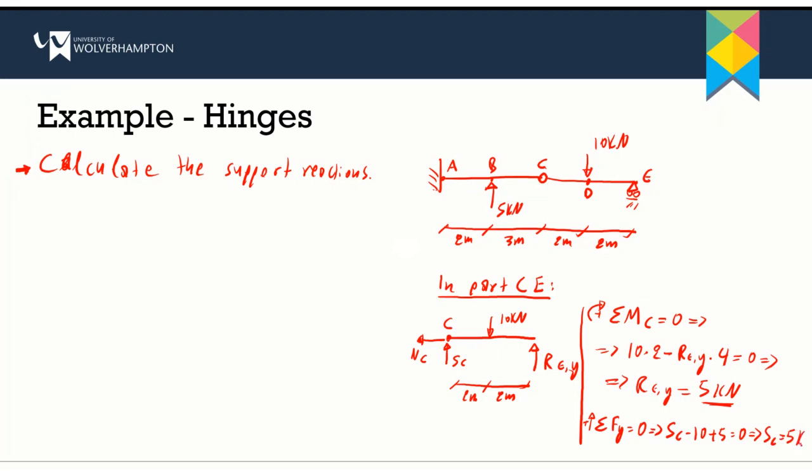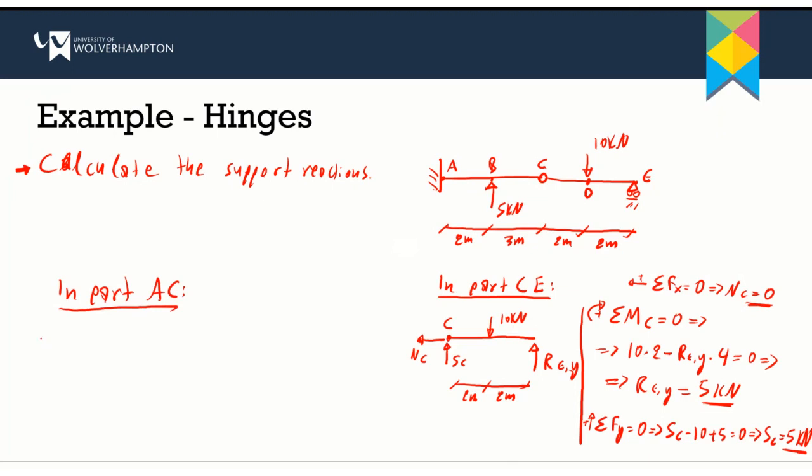Of course, the sum of forces in x direction also has to be equal to zero. So NC equals zero. Now that I know everything over here, I can go to part or component, if you want, AC, and do exactly the same.